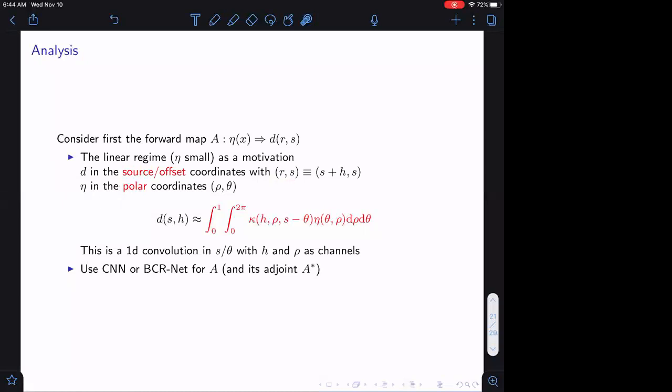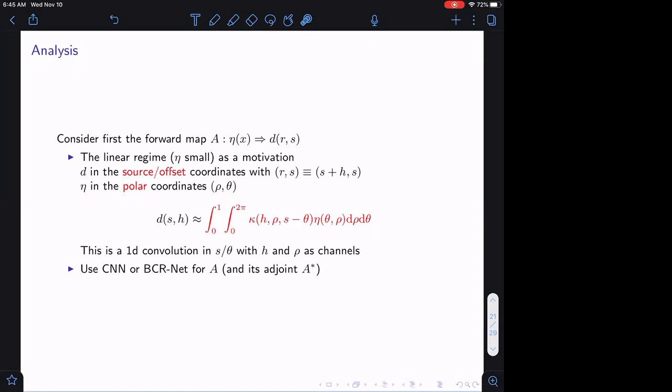But instead of looking at the R and S variables, we're going to look at it in the S and H variables, where S is still the source, but H is the difference between R and S. So it's the shift in the angular direction between your receiver and your source. And then for the eta, which previously was in the X domain, the Cartesian domain, let's do it in the polar coordinates domain because of the rotation symmetry.